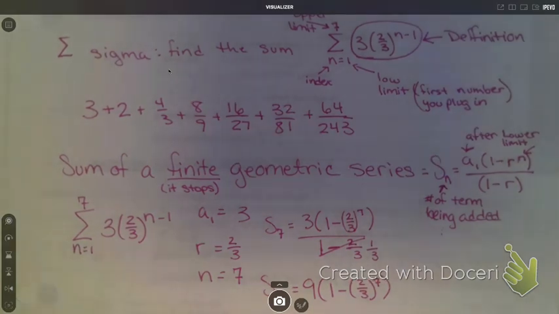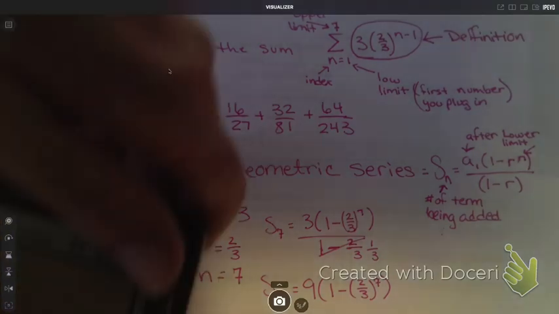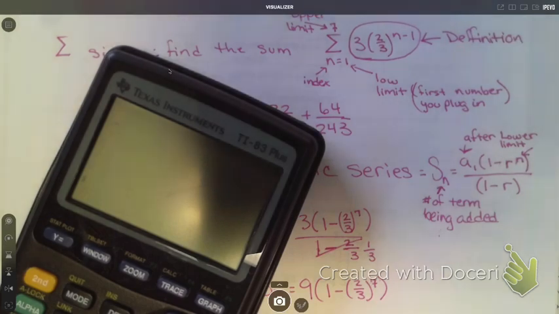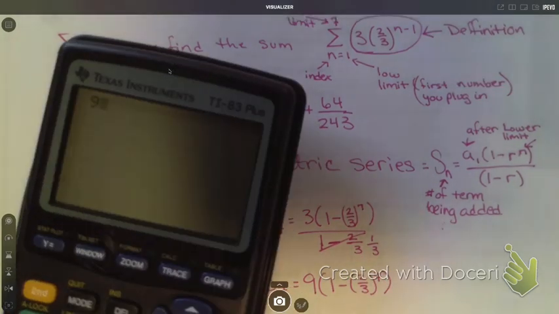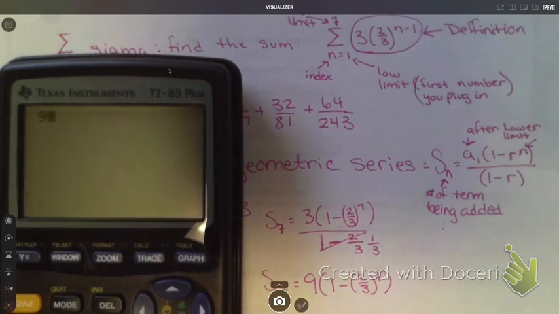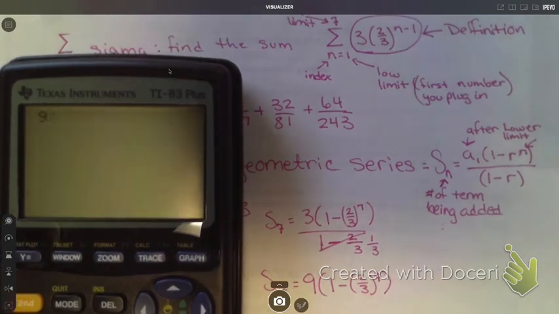So we're going to put this in our calculator. So we have 9, parenthesis 1 minus, put your 2/3 in parenthesis because you have to take both to what power? 7. And then end your parenthesis after that.